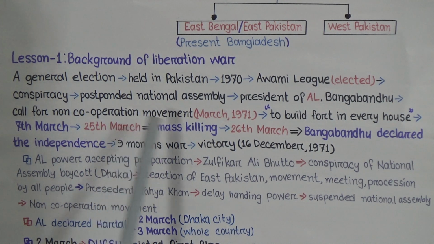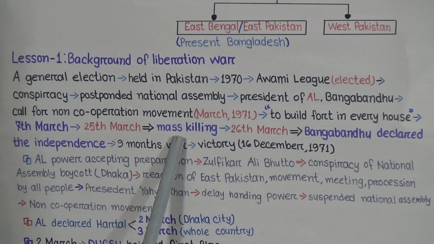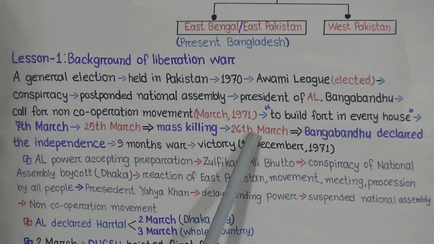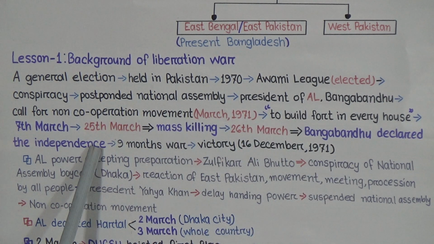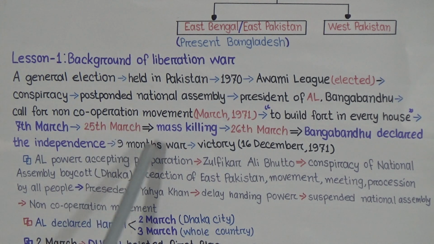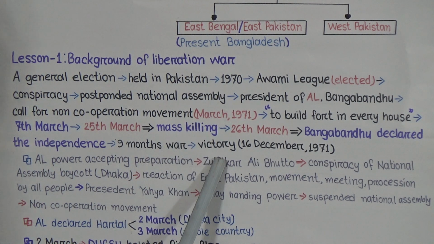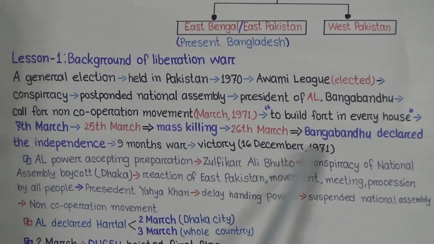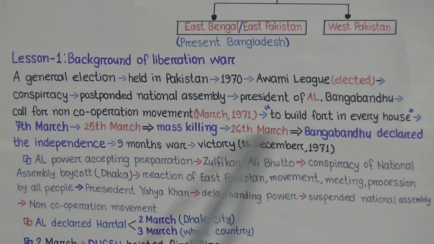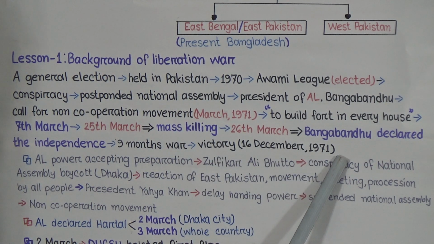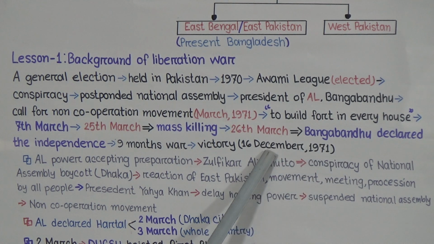On 25th March, the Pakistan army killed our innocent Bengalis massively. And on 26th March, Bangabandhu declared independence. After a 9 months bloody war, we got our victory. We got our independence on 16th December 1971. We found a sovereign nation, and a flag of our own.